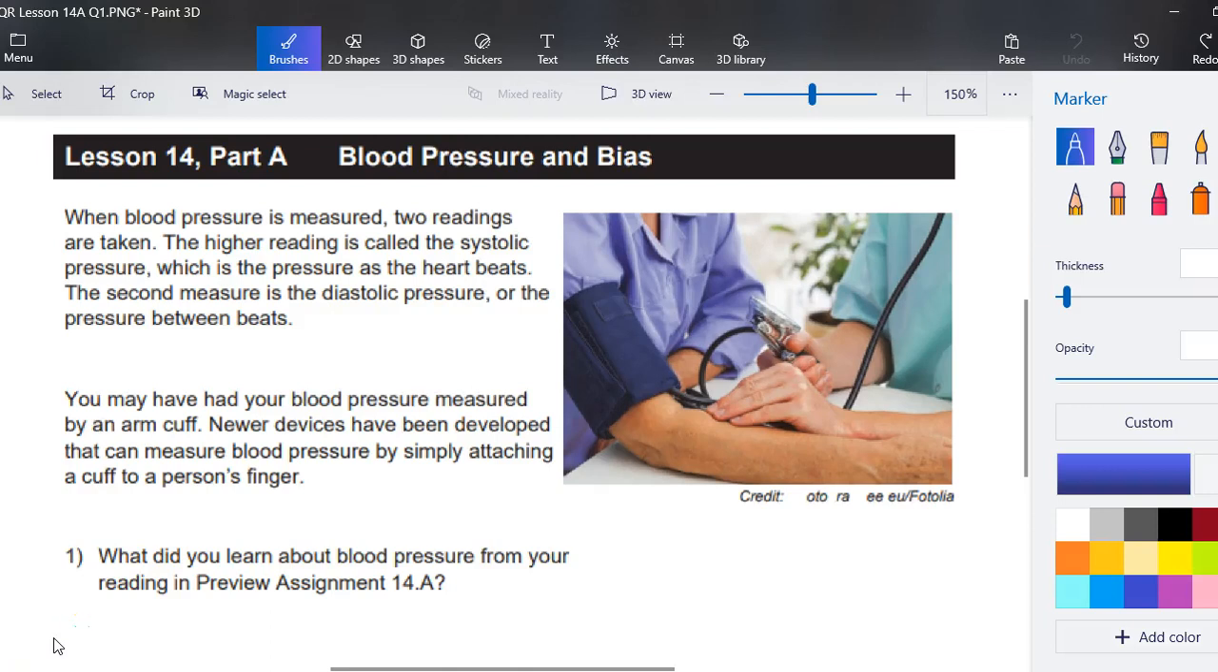Welcome to lesson 14, blood pressure and bias. I'm going to go ahead and circle the word bias. When blood pressure is measured, two readings are taken.